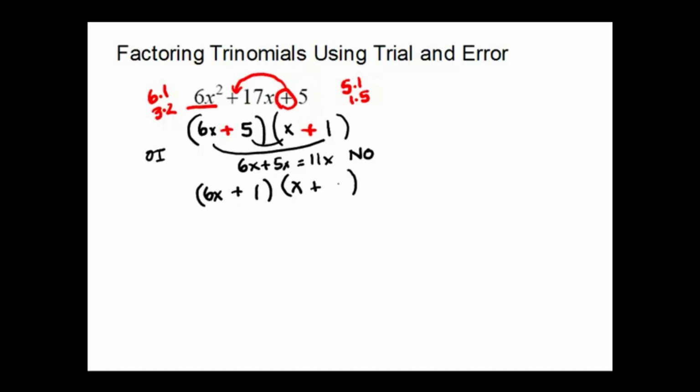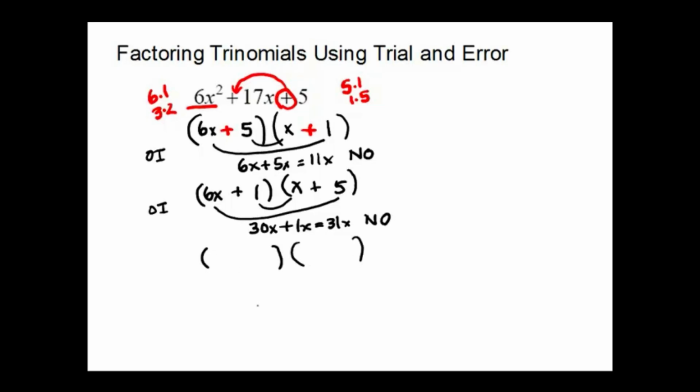So we're going to try 1 and 5, and we'll check. On the outside, getting a 30x. This one looks too big. Plus 1x, 31x. We're trying to get 17, so this does not work. Now we've used up the 6 and 1. We're ready to try the 3 and 2.